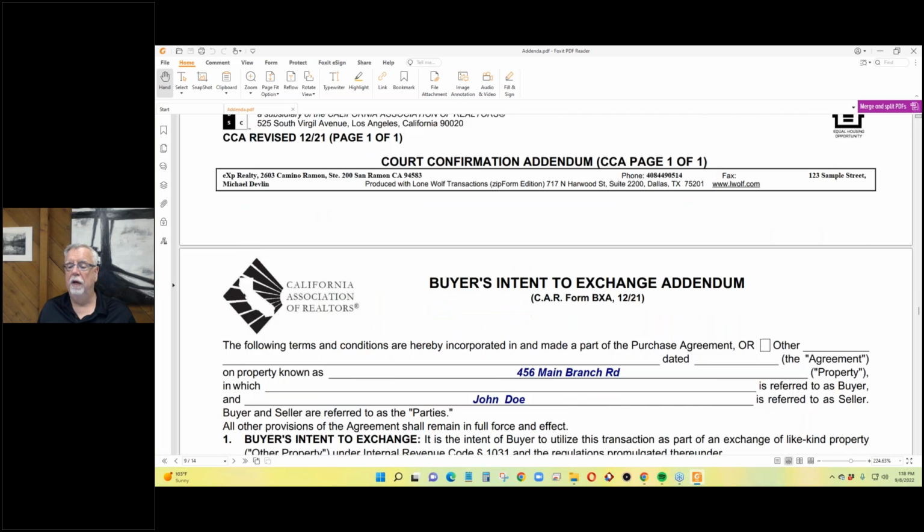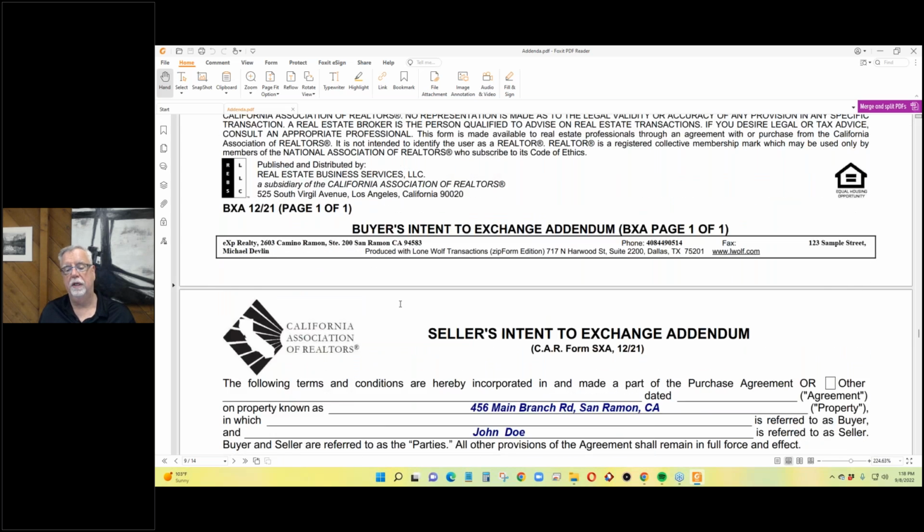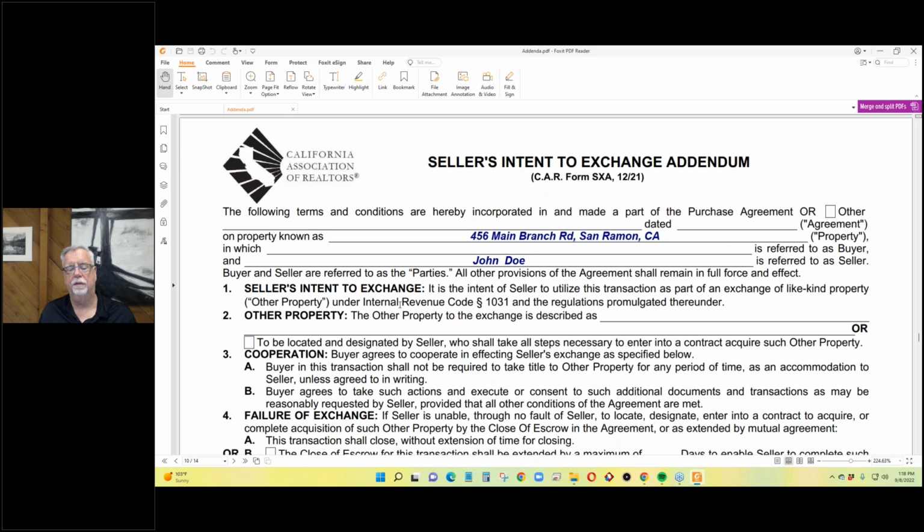Where's the fun one? Buyer's intent to exchange addendum. This isn't necessarily the fun one. And seller's intent to exchange addendum. These are important documents to include, particularly the seller intent to exchange addendum.